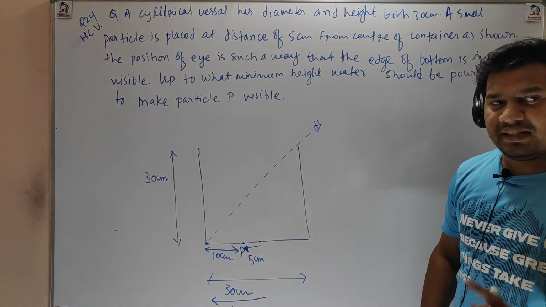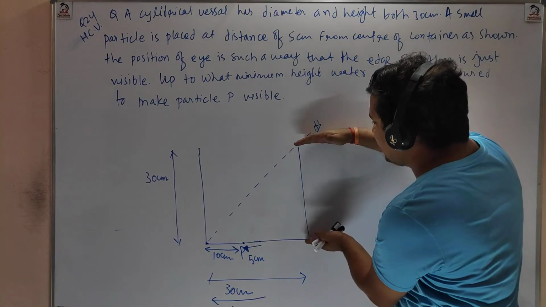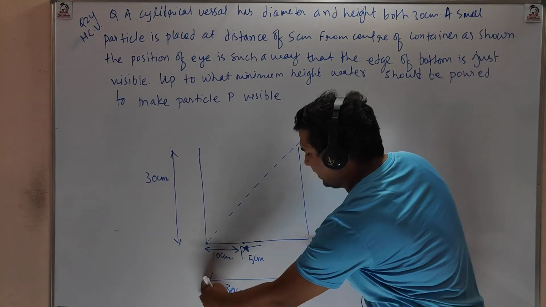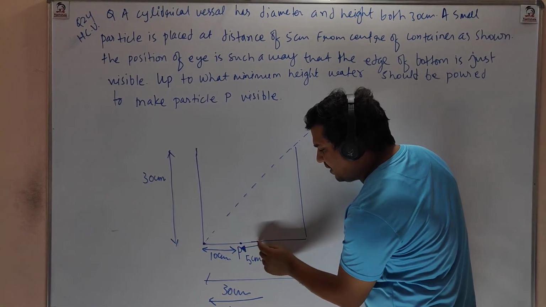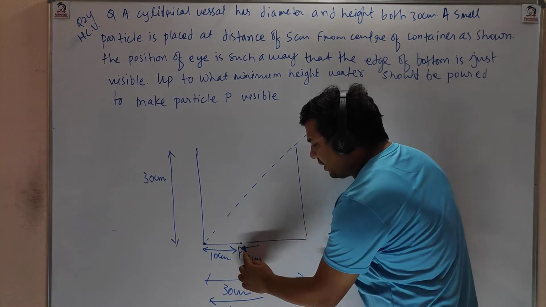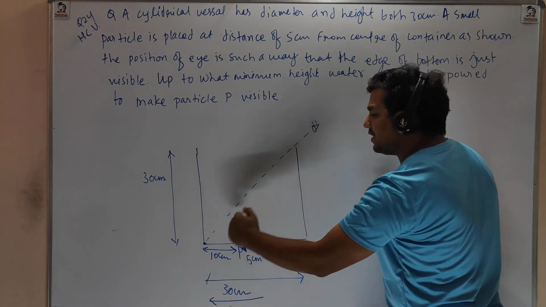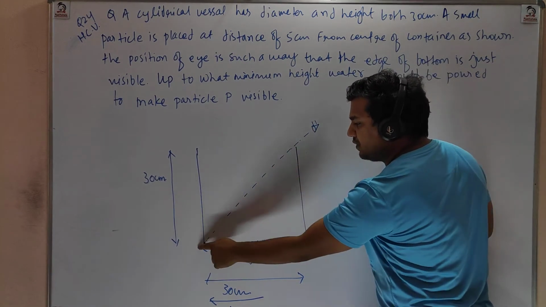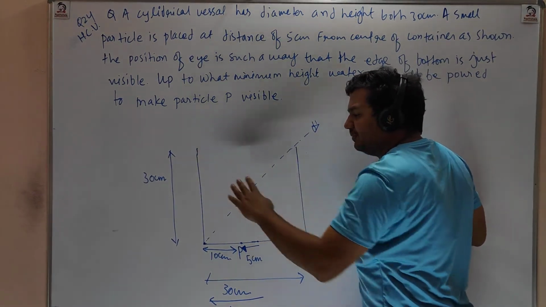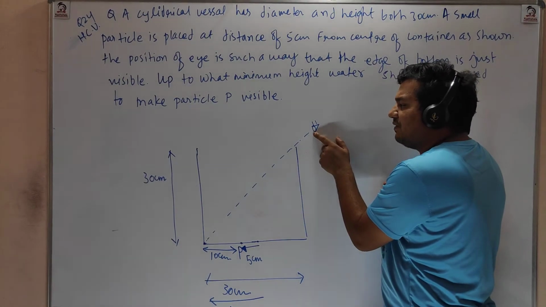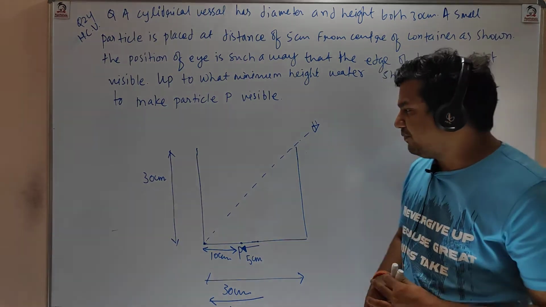I will explain the question once again. Understand the question properly. There is a container whose height is 30 centimeter and diameter is also 30 centimeter, and there is a particle at a distance of 5 centimeter from the center of the container on this side. So the radius is 15 centimeter. If this is 5, this is 10 centimeter, and the eye is in such a way that I can see only the edge of the container. Now the question is: up to what minimum level should we pour water so that from this position itself this person can see this particle P, right? The question is similar to the previous problem. You can try.